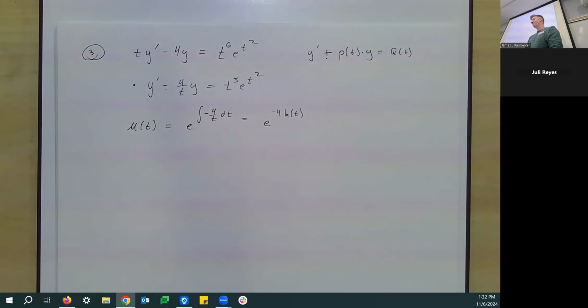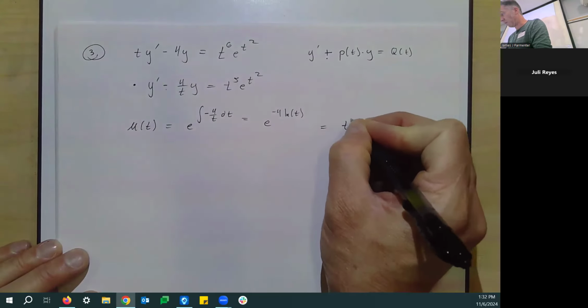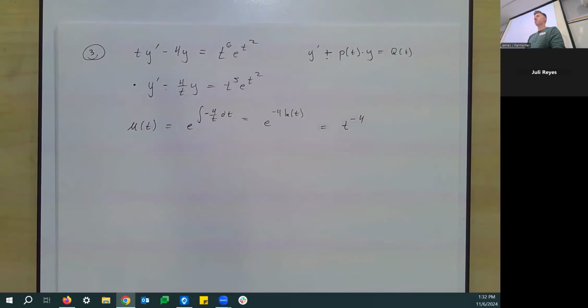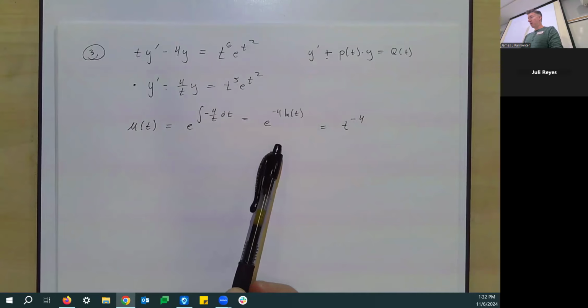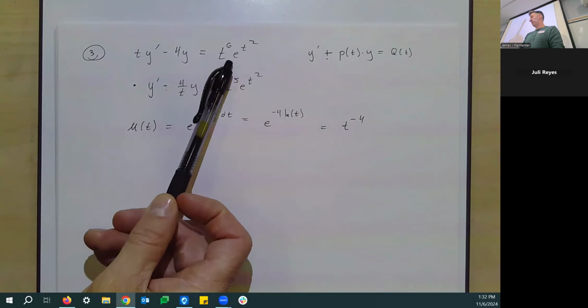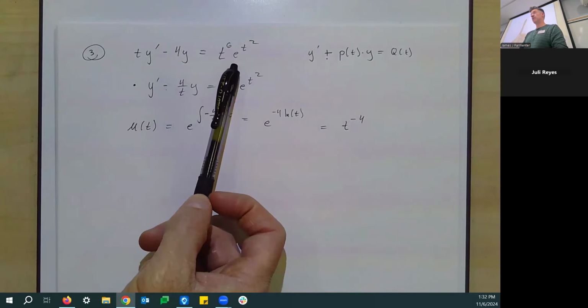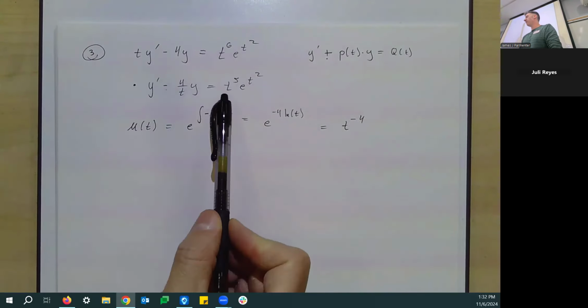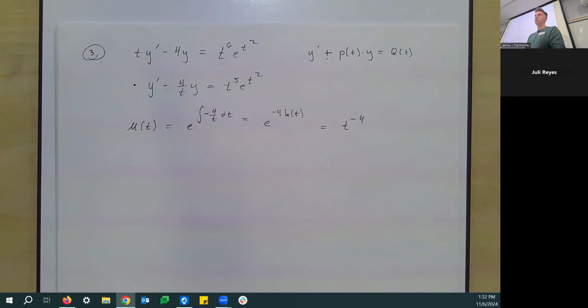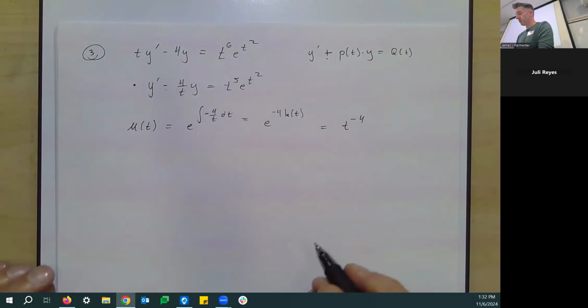And it is vital, maybe not the right word, but it is really in your best interest to simplify this as much as you can. This simplifies as t to the negative 4th. Especially, if you had left this as e to the negative 4 natural log of t, multiplied the right-hand side by it, and then we're trying to integrate e to the negative 4 natural log of t times t to the 6 of e to the t squared. Kind of gross. Or sorry, t to the 5th e to the t squared. So it is definitely necessary, I think, to simplify your integrating factor.